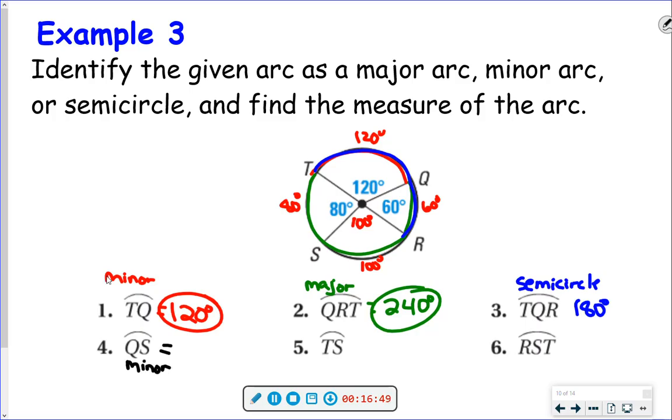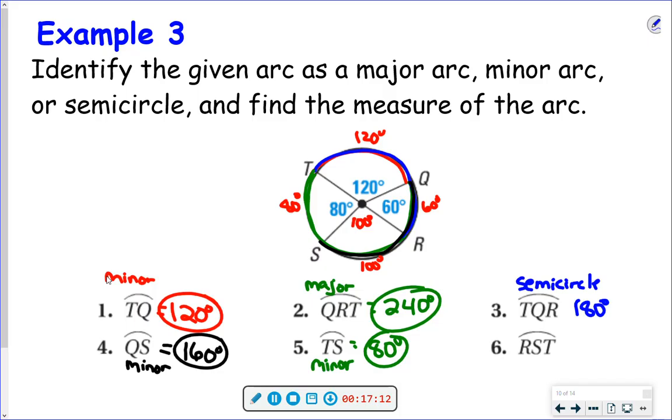And now I'm actually going to look at the picture to get the answer. From Q to S, 60 and 100. You guys are probably already done. I've got to try to catch up. T to S, 2 letters, so minor. All right, let's get the measure. TS, this green side.